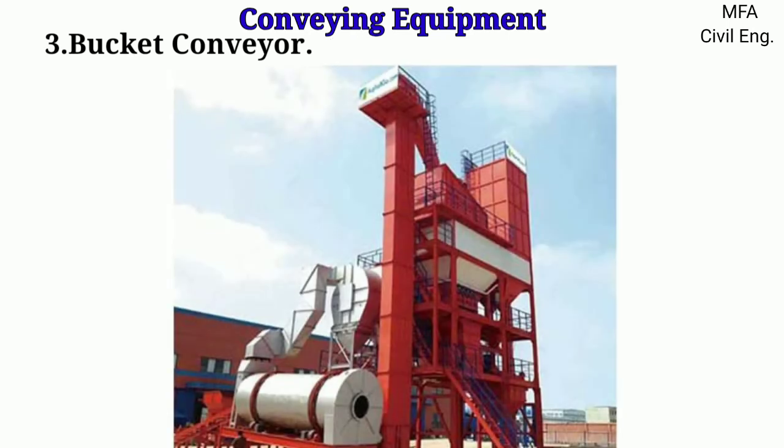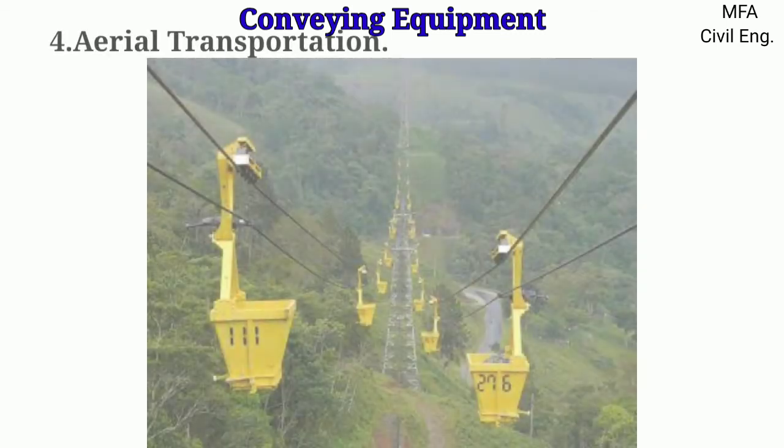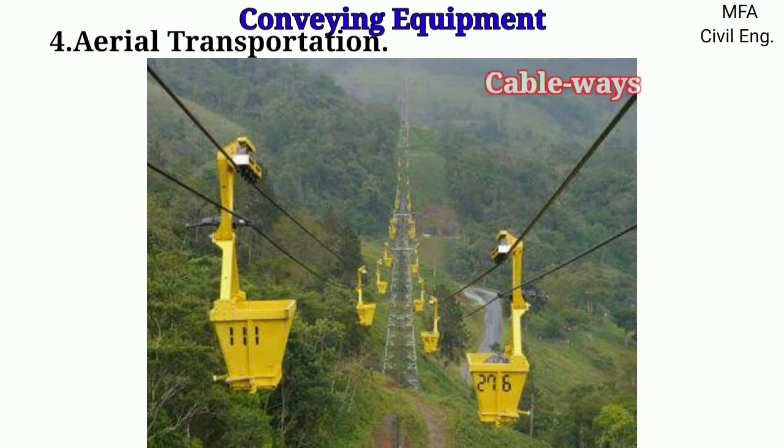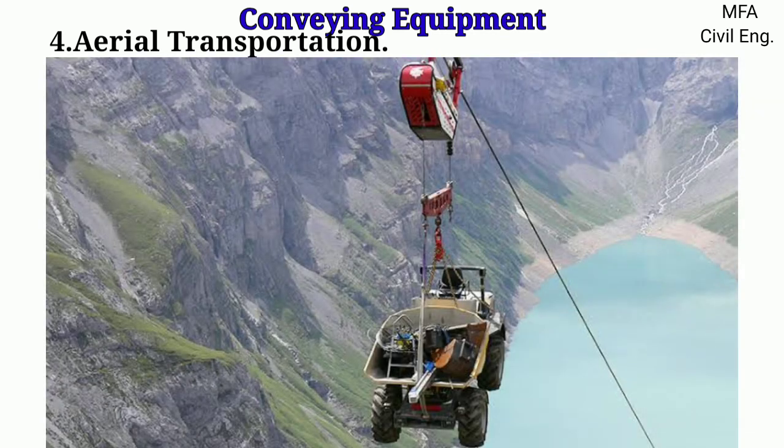This type of conveyor is mainly used in coal handling, where bucket elevators carry the material vertically. Aerial transportation through cableways, ropeways and tramways is often used with advantage for transportation of material in hilly regions, thereby considerably reducing the distance of transportation as well as the cost of transportation.